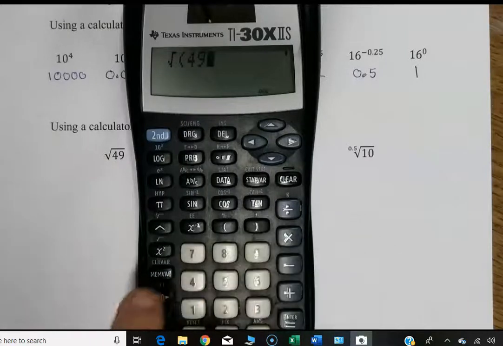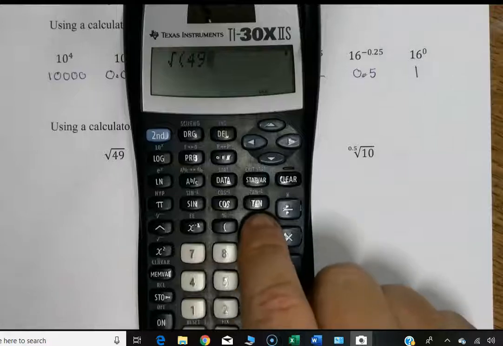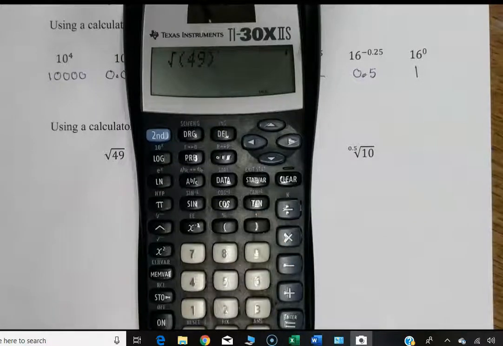So you actually have to hit the function before the number. It's usually not that way on most calculators, or even on this one for most other functions. Now don't forget to close the parenthesis. Okay, there you go. So now I've got the square root of 49, and that's going to be 7.